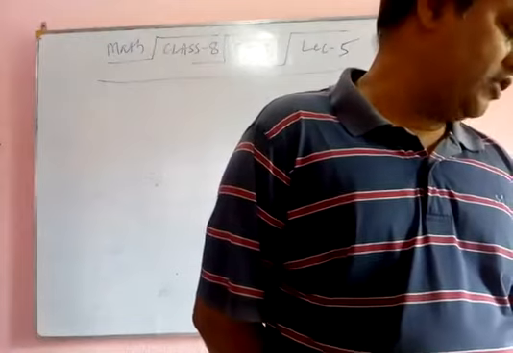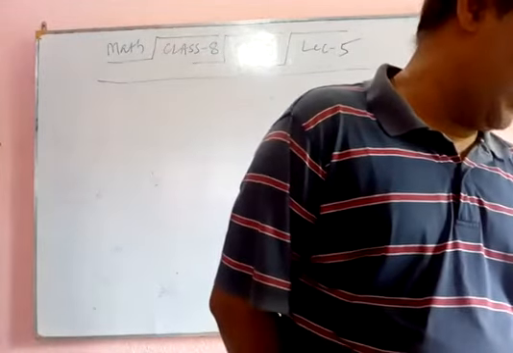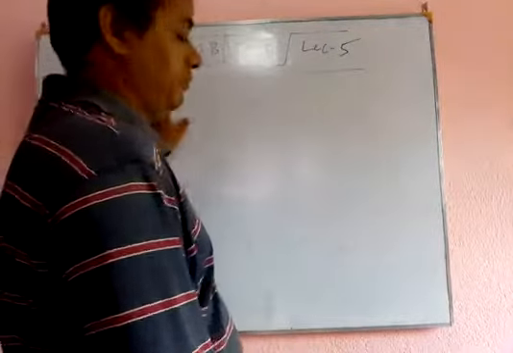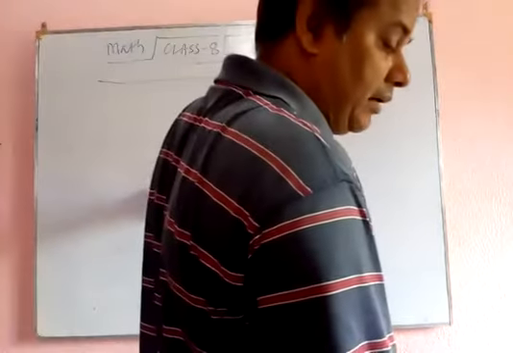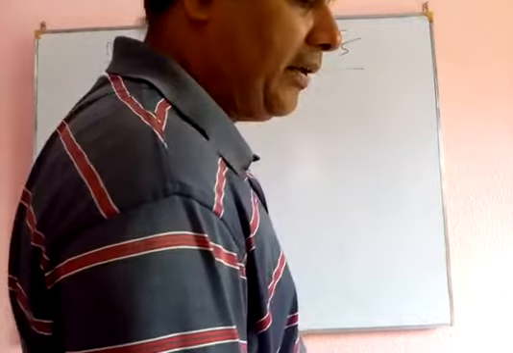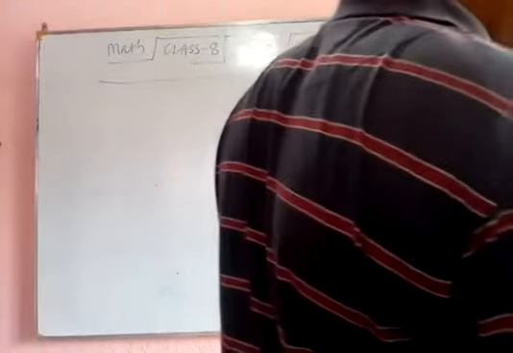a natural number is called a perfect square or a square number if it is a square of some natural number. Again, I am repeating, a natural number is called a perfect square or a square number if it is a square of some natural number.